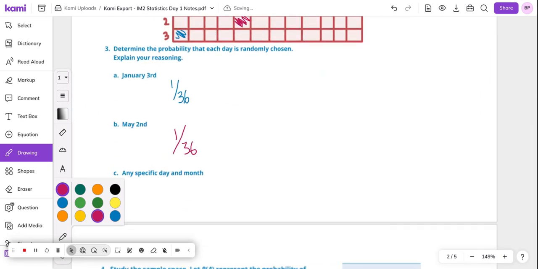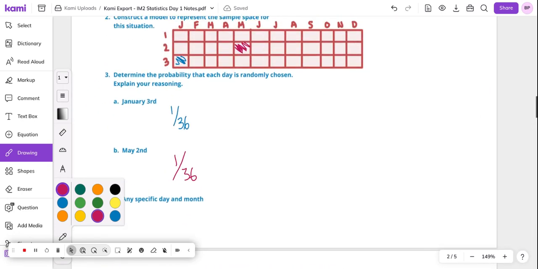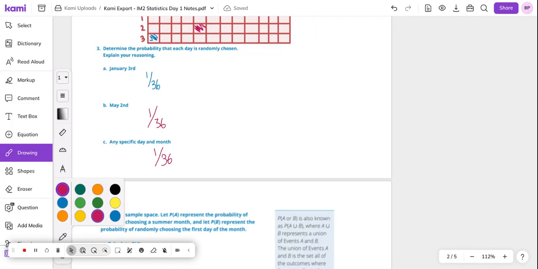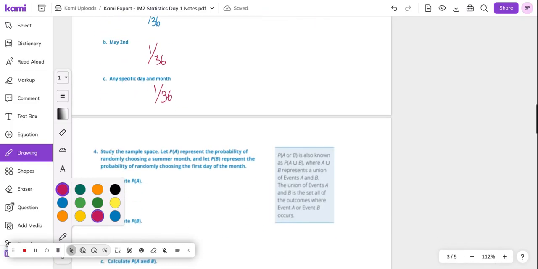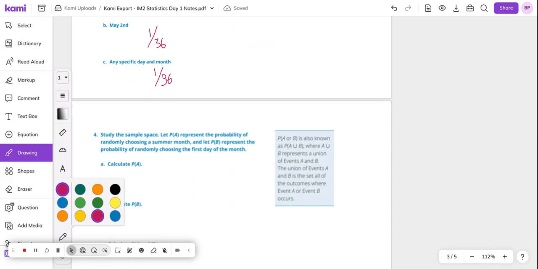Now, any specific day and month, basically that just says what's the probability of any of these 36 happening? Well, they each have an equal possibility of happening at 1 out of 36. So pretty basic there. Now we are going to roll into calculating probabilities of a couple different specific things.